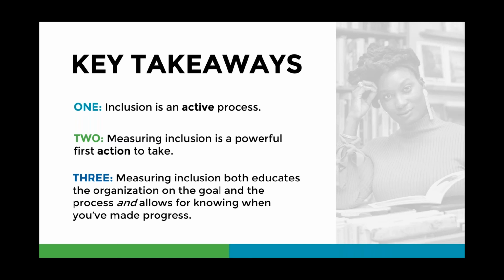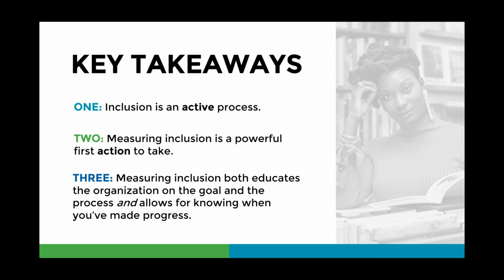And so I think that what this signals is that you can't just measure inclusion once and then move on. That's right. It's an active process. It's constantly changing. So the more you can think about measuring inclusion more frequently to truly get at that, measuring it as an active process is key. Secondly, measuring inclusion is a powerful first action to take. You talked about it as an intervention. I think if you're wondering where to start, measurement, just giving yourself that benchmark.